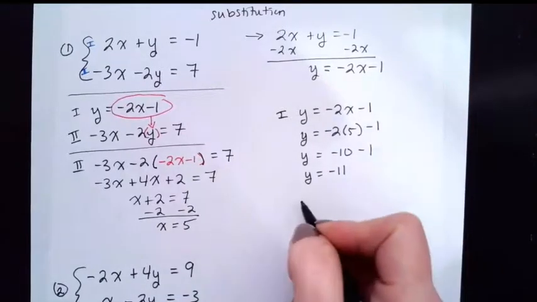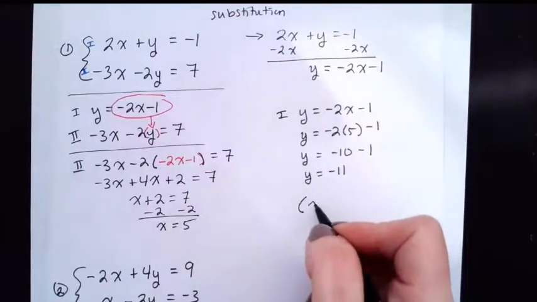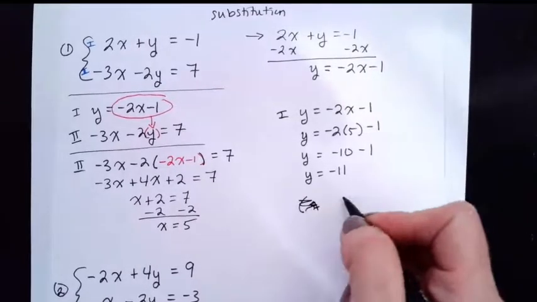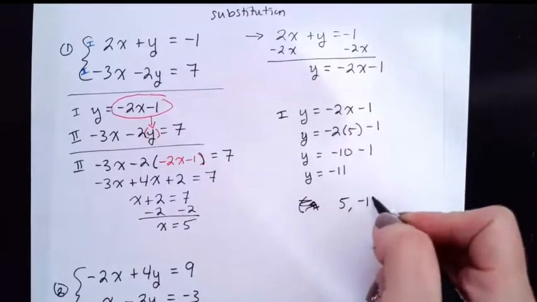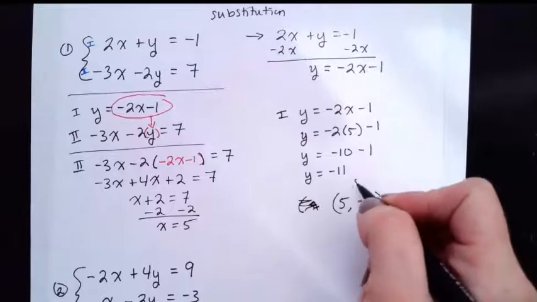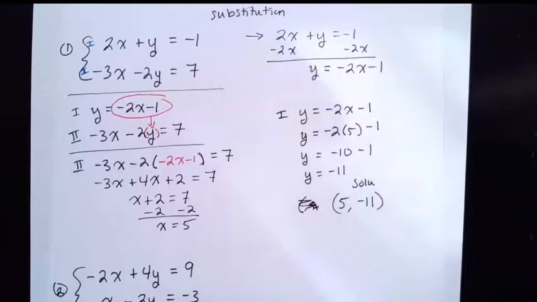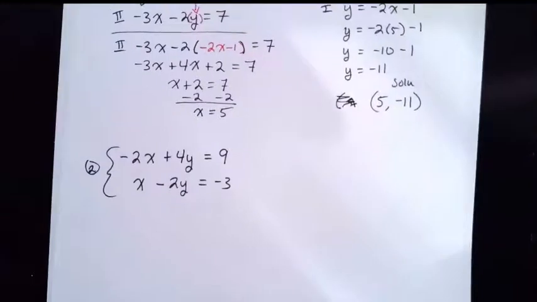And just for time purposes, I'm just going to write my solutions as an ordered pair. I'm not going to use the formal set builder notation right now. So there's my solution, 5, negative 11. All right, let's take a look at the second example.